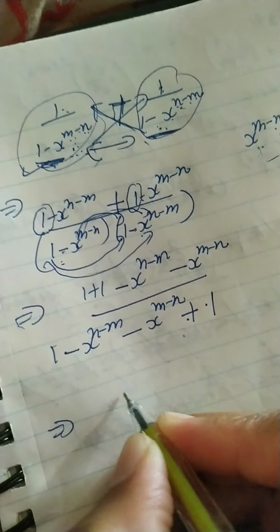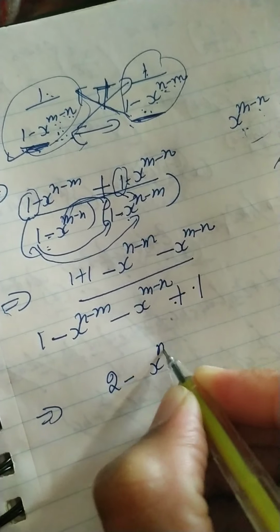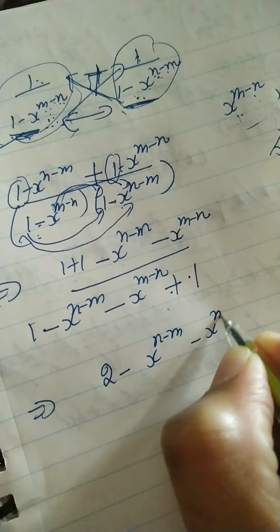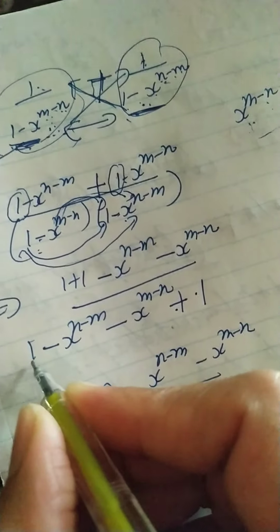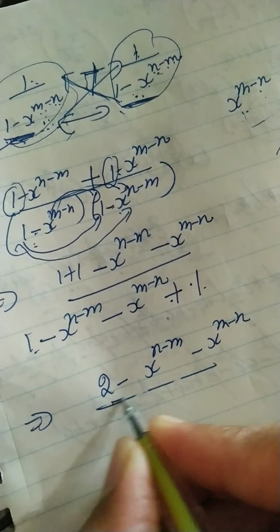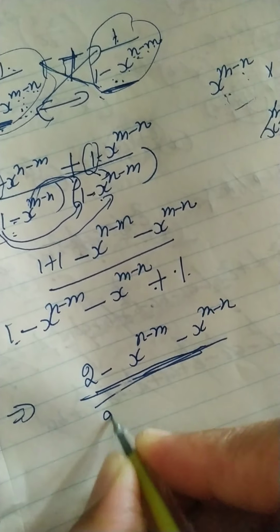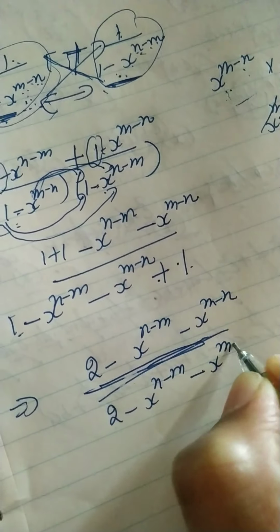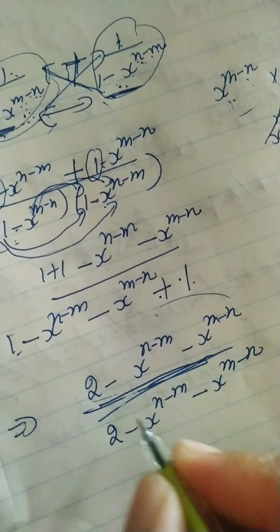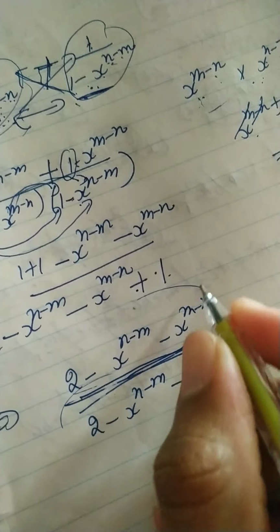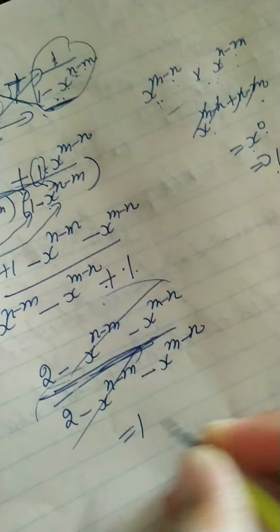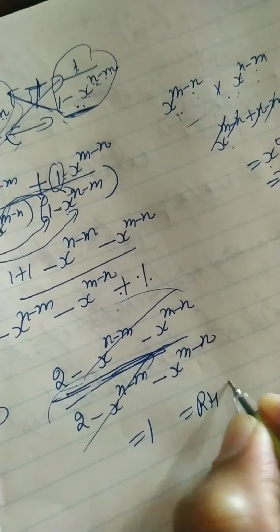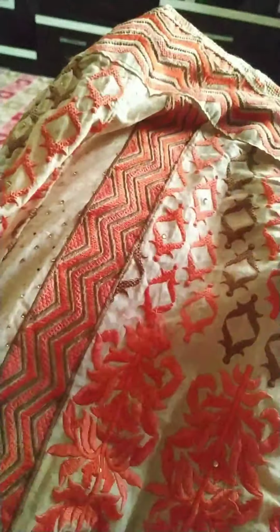Now 1 plus 1 is 2. Here also 1 plus 1 is 2. Now you can say numerator and denominator are both the same. So numerator and denominator cut. You come with only 1, which is equal to the right hand side.